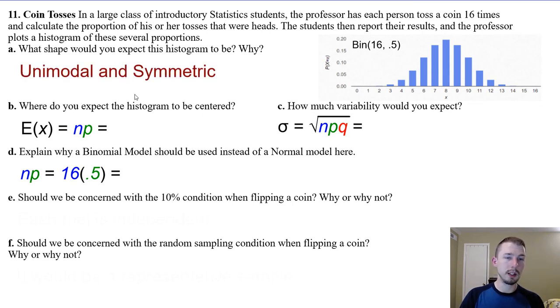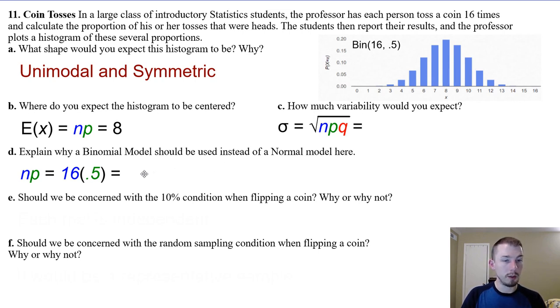Where do you expect the histogram to be centered? Well, 50% of 16 would be 8, so we would expect on average 8 heads and 8 tails, but not every one of them is going to be 8. There's going to be variation in that. There were 7, 6, 8, 10, 11, 9. Those were all very common, it seems, in that case.